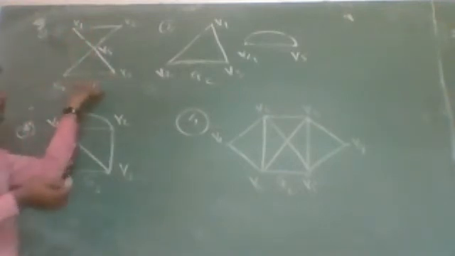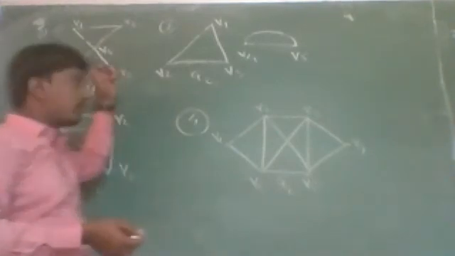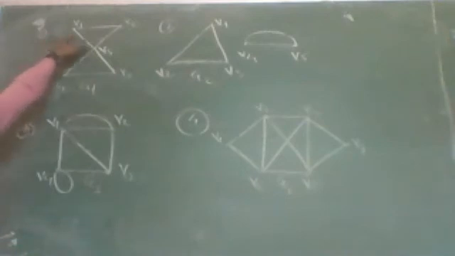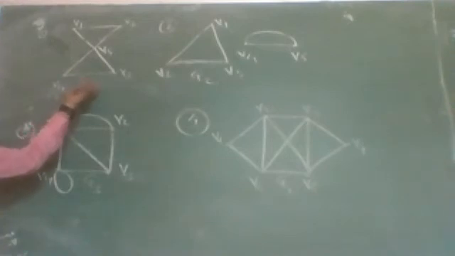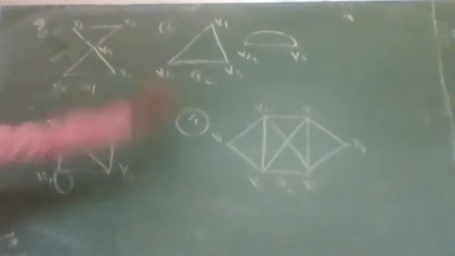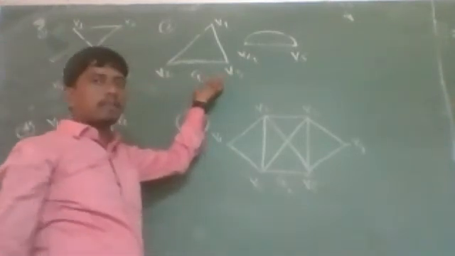Now we have to check whether every vertex of graph G1 has an even degree or not. Vertex V1 has degree 2. Similarly, vertices V2, V3 and V4 have degree 2 and vertex V5 has degree 4. So each vertex is of even degree. So by the definition of Eulerian graph, graph G1 is a Eulerian graph. Okay. Now we have to check whether G2 is a Eulerian graph.